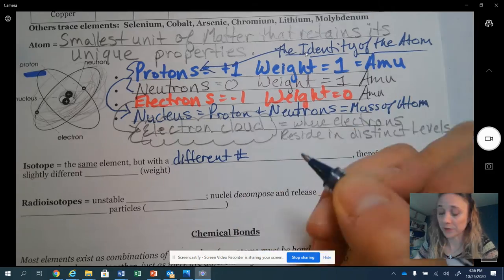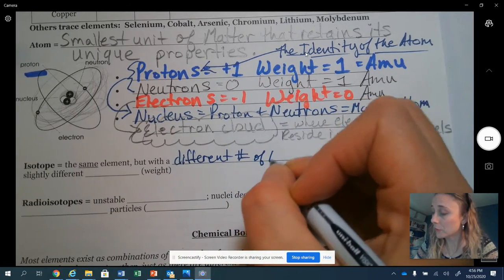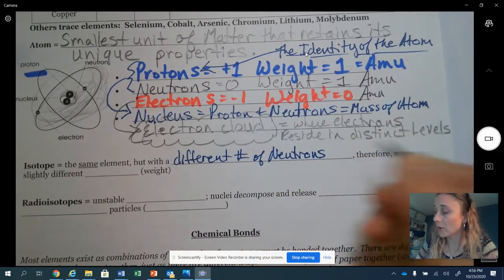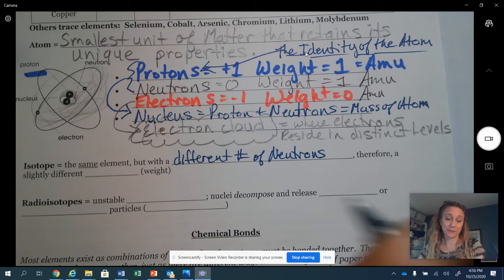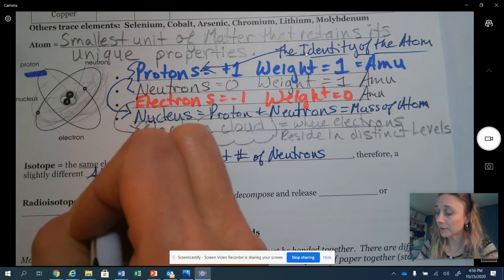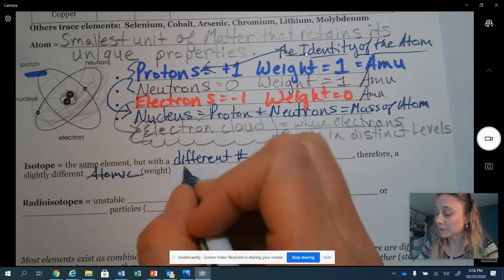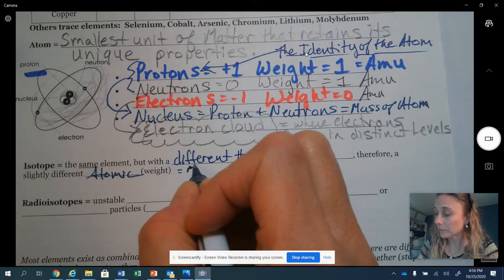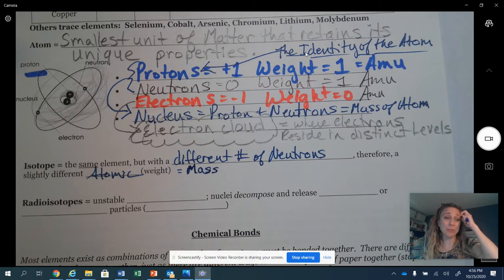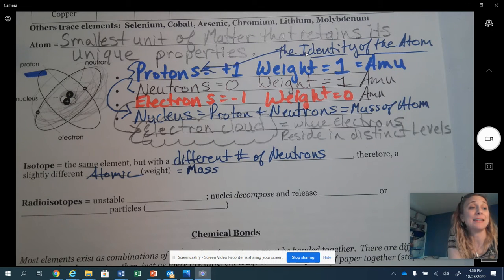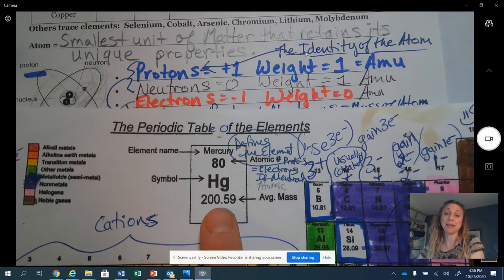I'm going to say pound sign means also number of neutrons. All right? So they're going to have a slightly different atomic weight. We call that atomic weight or atomic mass. And that's why the periodic table shows you some weights, but it doesn't give you a whole number for atomic mass. All right, it's going to be an average. It's going to be a decimal.